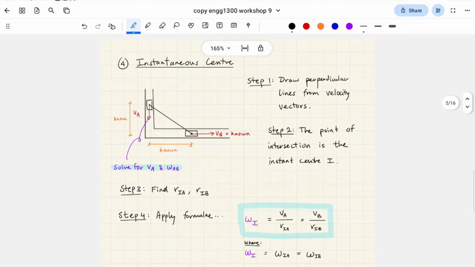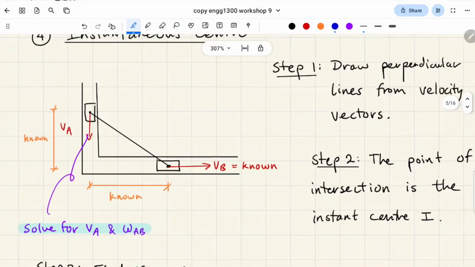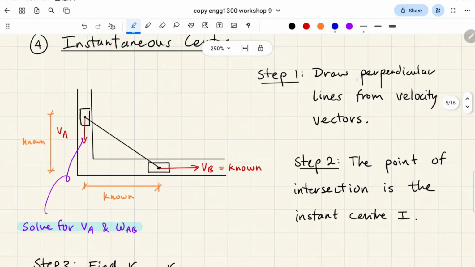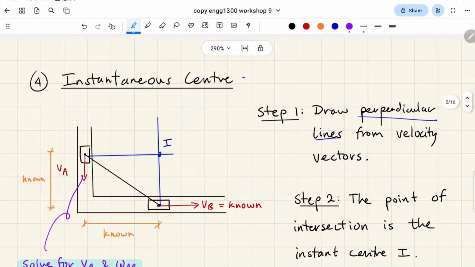Before we look at the question, okay. In instantaneous center, right? Here's how you find it. Firstly, I'll show you how to find it, and I'll tell you what it is. So how you find it is you draw perpendicular lines from the velocity vectors, right? And where they intersect here, that's the instantaneous velocity point, right? So sometimes it's called I, sometimes it's called C.